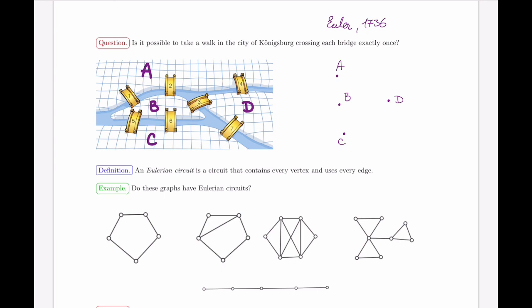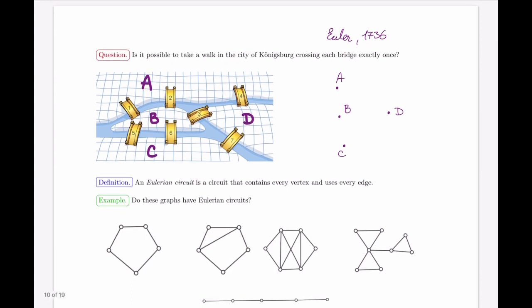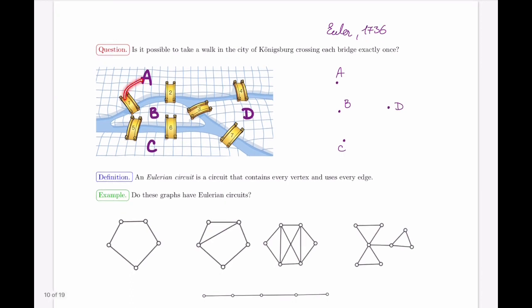And I'm going to connect 2 vertices if there is a bridge connecting those separate pieces of land. So for example, my bridge 1 goes between A and B. So I'm going to introduce the edge between A and B. But I also notice that bridge 2 connects A and B. So I'm going to connect A and B with another edge again. So in this manner, what I actually have is, in fact, a multigraph, not a simple graph anymore as what we've been talking about, but it's simple enough because there's only 4 vertices.